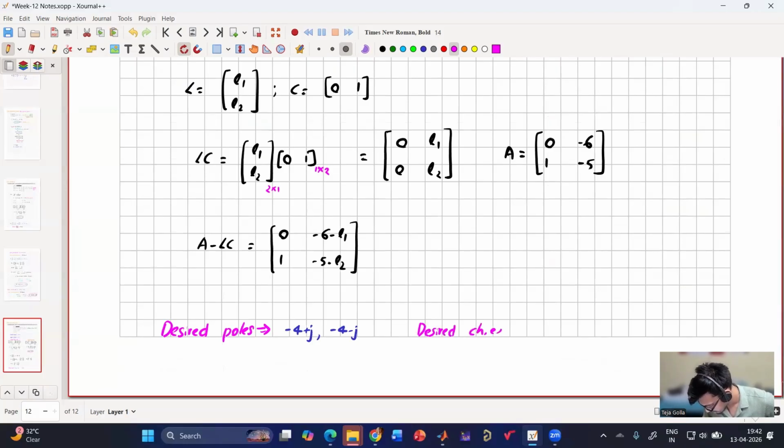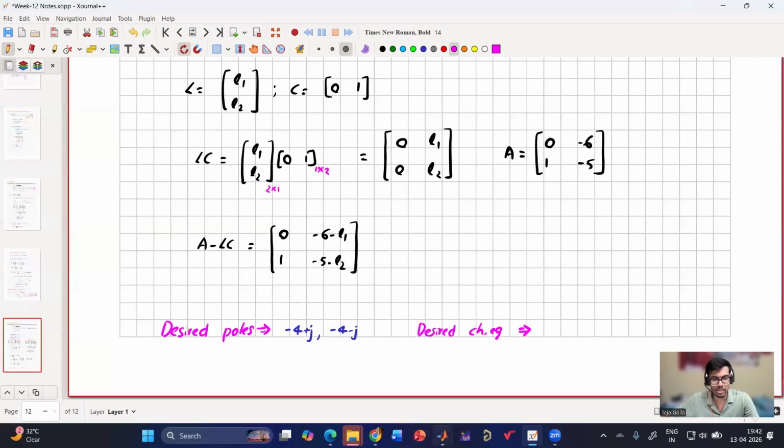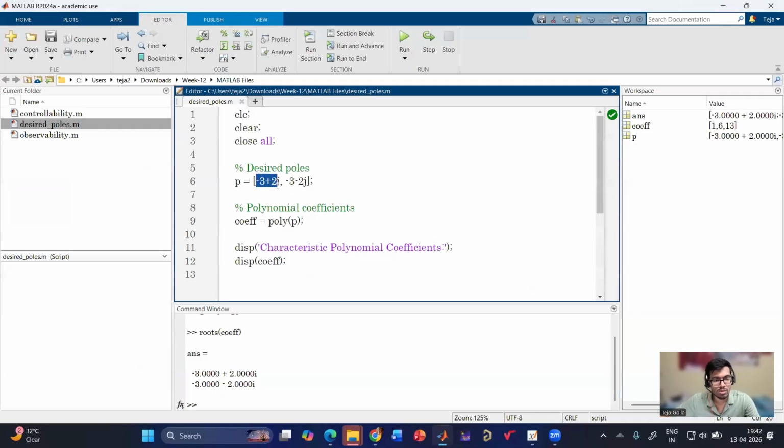Desired characteristic equation. Again, I'll use the same MATLAB code. Let us not waste time. The poles are minus 4 plus j, minus 4 minus j, right? So, minus 4 plus j, minus 4 minus j. Okay.